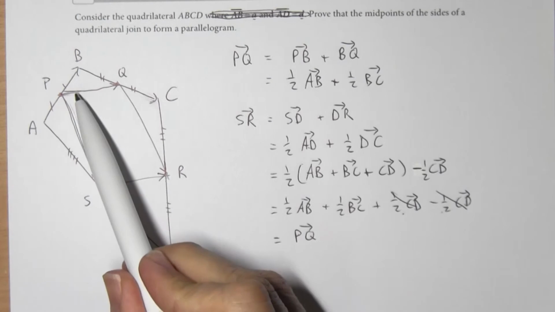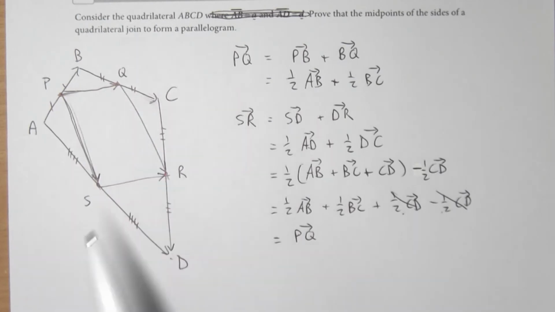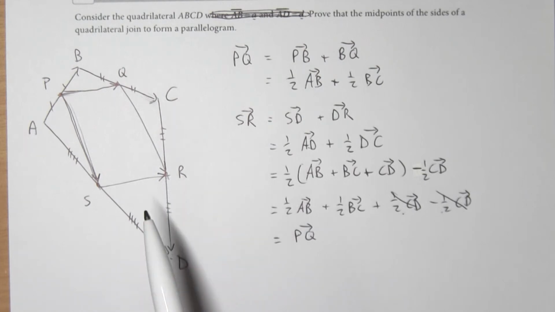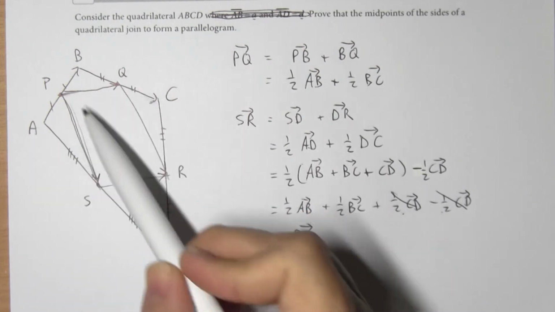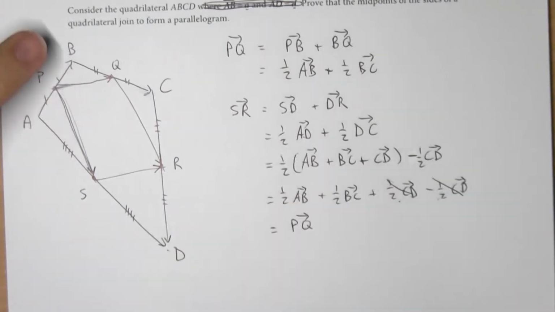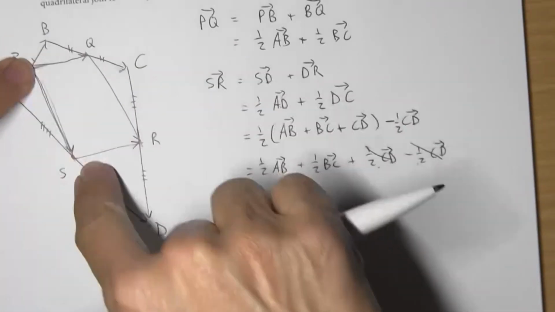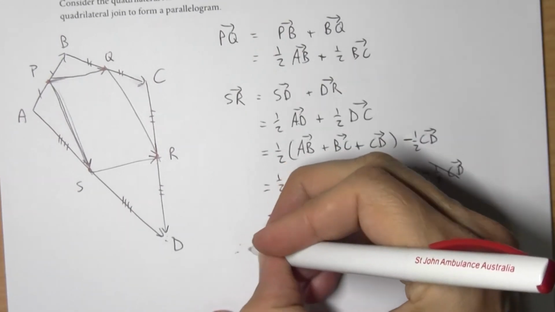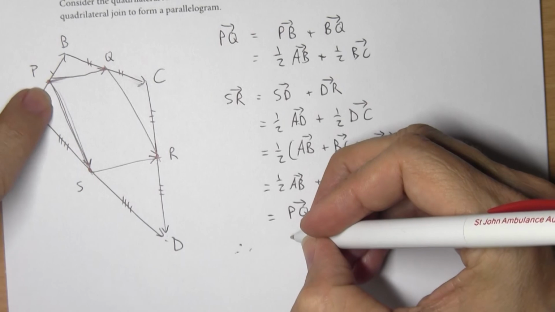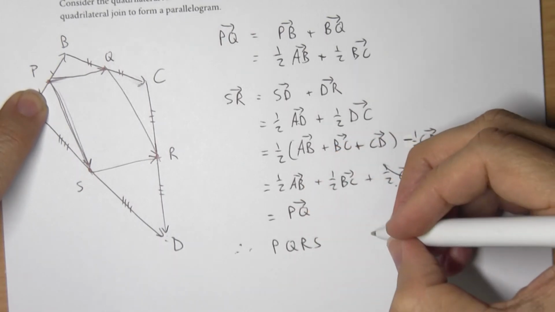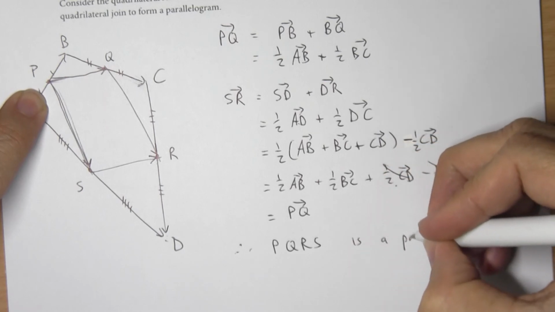So, the vector PQ is exactly the same as the vector SR. There is no other possibility than that these two vectors are also equal. They must be. There's nowhere else I can move this vector. Anywhere I move it, this one and this one are going to be equal vectors as well. So therefore, my parallelogram PQRS, my quadrilateral PQRS is a parallelogram.